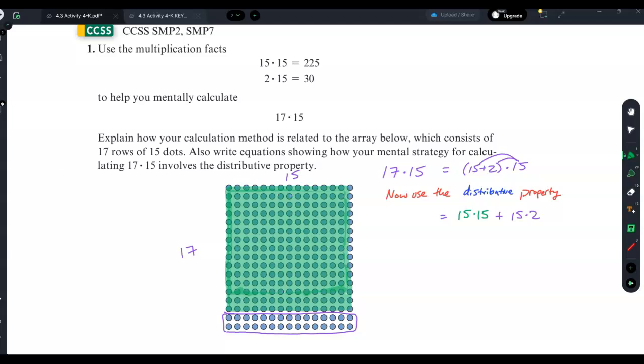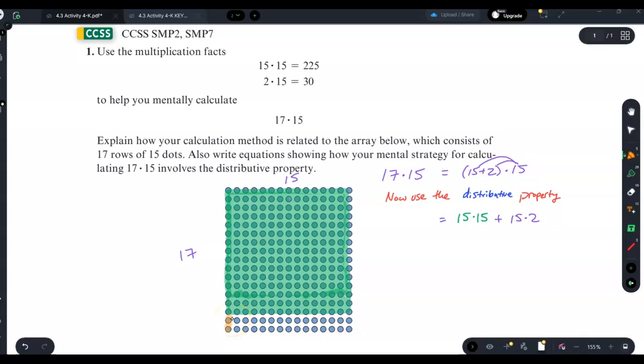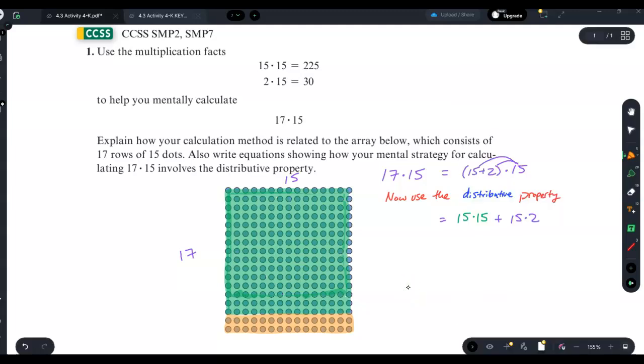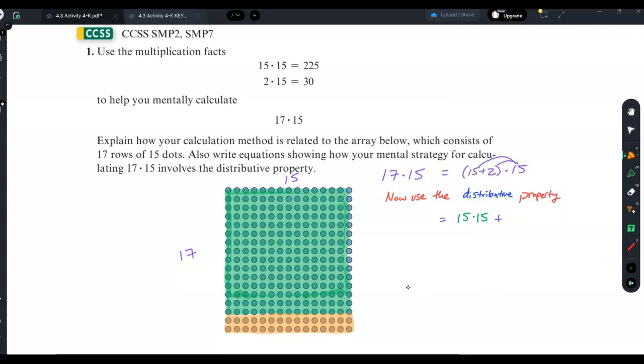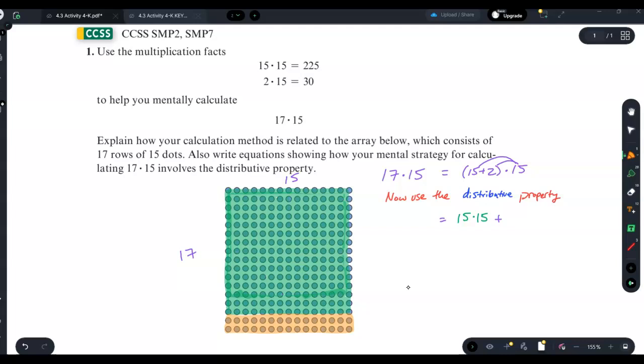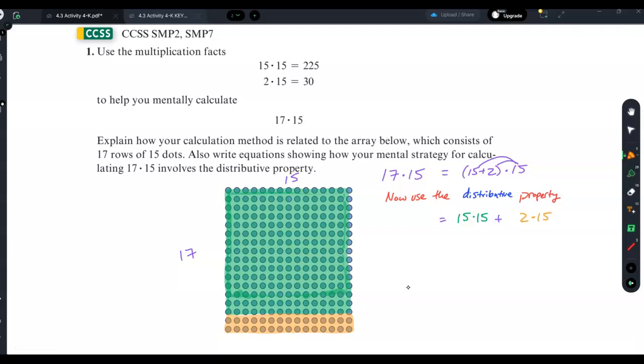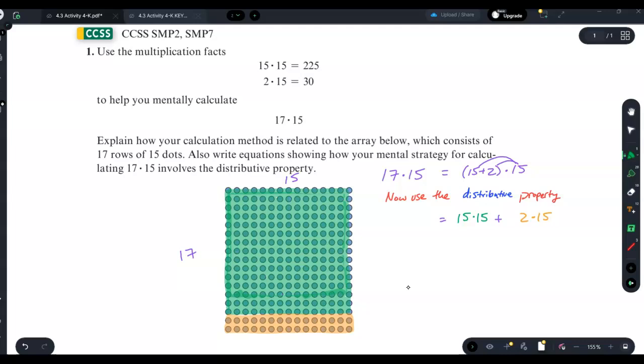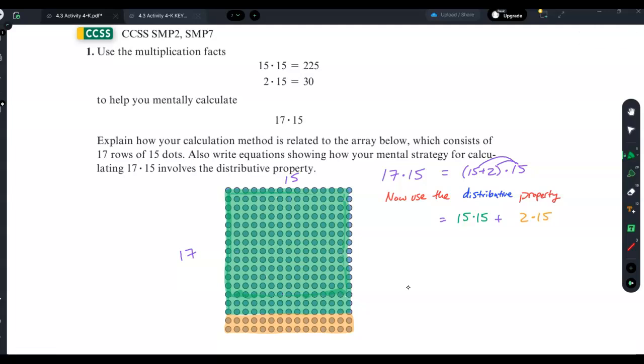And then I'll choose orange for the other part there. That part's going to be my 15 by 2 array. I guess technically I'll write that as 2 times 15 because it's 2 rows and 15 dots in each row. So then this is a little bit easier, especially if we have those multiplication facts, right? So this is easier to do in my head if I wanted to.